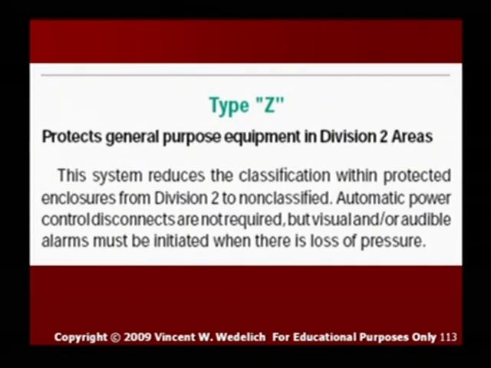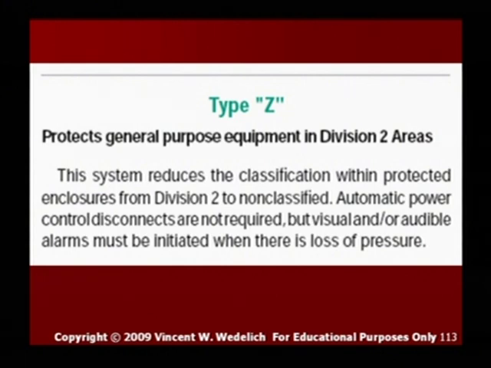The Type Z, which is probably the most common, protects general purpose equipment in Div 2 areas. So if you have a regular panel that you've been building all along forever, and you've decided to put it in a Div 2 area, if you install a proper Type Z purge system, then you now have a Division 2 certified panel. So you're basically bringing a Div 2 to non-classified. You're actually putting non-classified equipment in this box, and you're allowed to put the box in a Div 2 area.